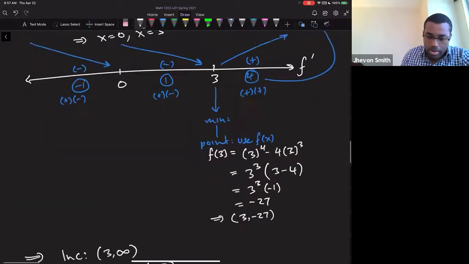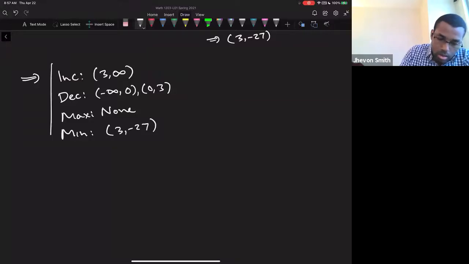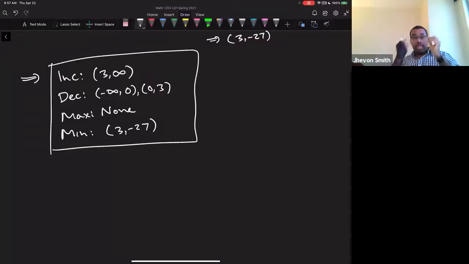And notice that we don't have a maximum. But notice that we do have a minimum at 3, minus 27. And so that's this subsection here. So normally when I give you a problem like this, I'll specifically ask you to find where it's increasing and decreasing, and where there are maximums and minimums. So this is going to be a part of your answer as you go through the problem.